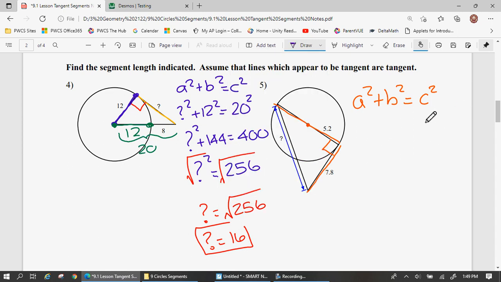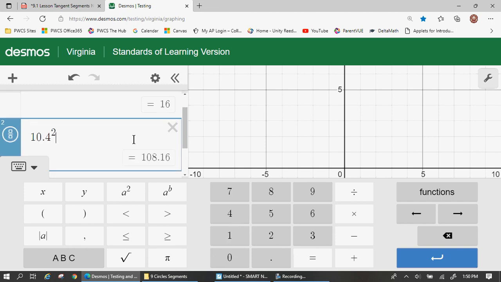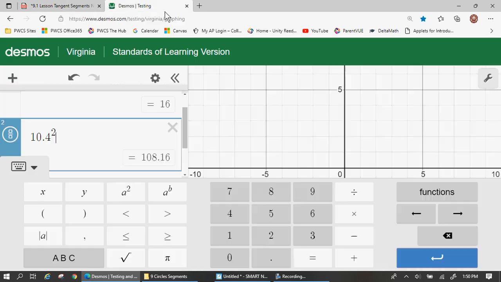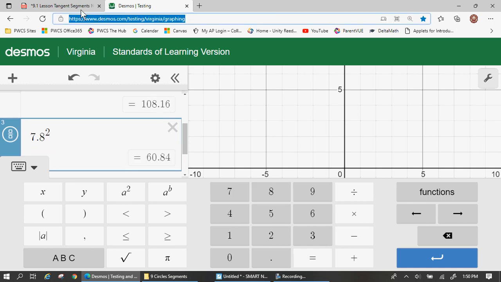Question mark is my hypotenuse, so it's over here in place of C. One of my sides is 7.8. And then this whole side is this one radius plus this other radius. So this other radius is 5.2. So that means the whole thing is 10.4. And so I can go ahead and put these in the calculator. 10.4 squared is 108.16. 7.8 squared is 60.84.